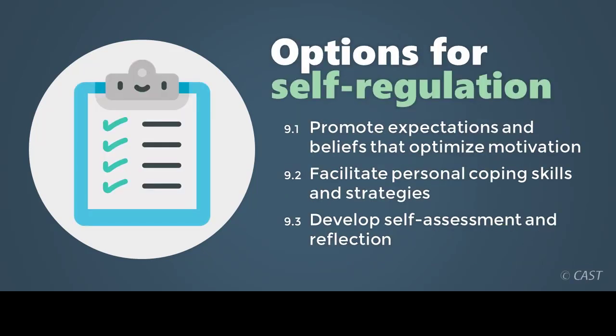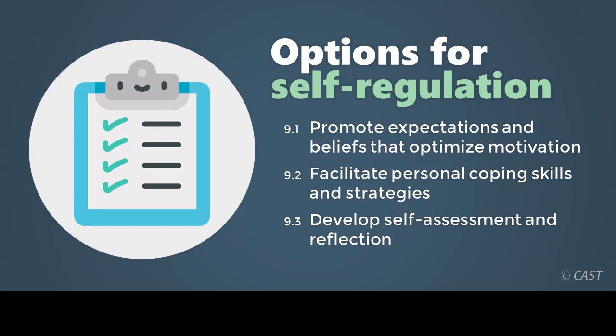All right, let's get back to that clipboard. What do they mean by providing options for self-regulation? Well, we can break that down into a couple of strategies. Promote expectations and beliefs that optimize motivation. Help students have the right attitudes and ideas about success, about learning, about motivation.